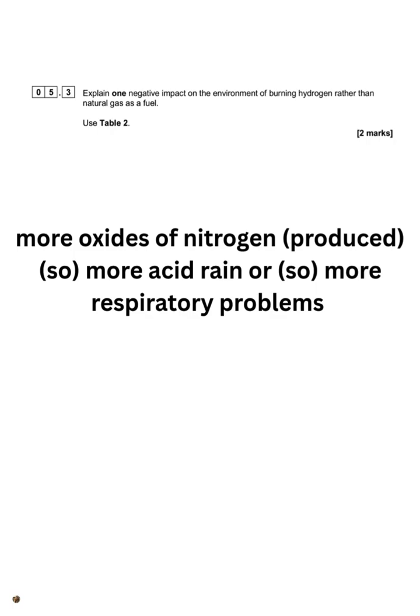So for explaining a negative impact on the environment of burning hydrogen rather than natural gas, we again need to refer to the information that's in table 2. So for 2 marks then, we need to say more oxides of nitrogen are produced, and then link it to a reason as to why this is a problem, and say that more acid rain is produced or it causes more respiratory problems.